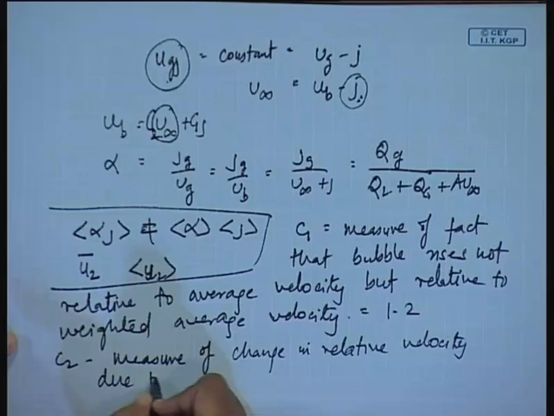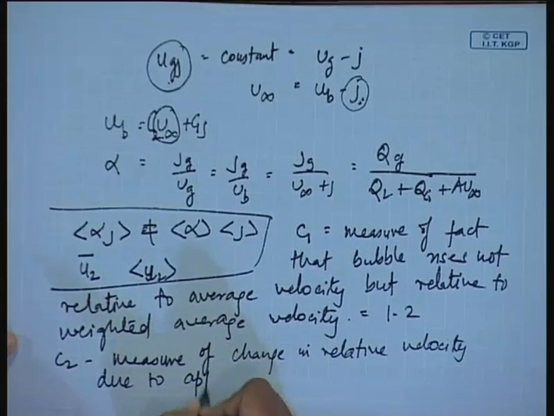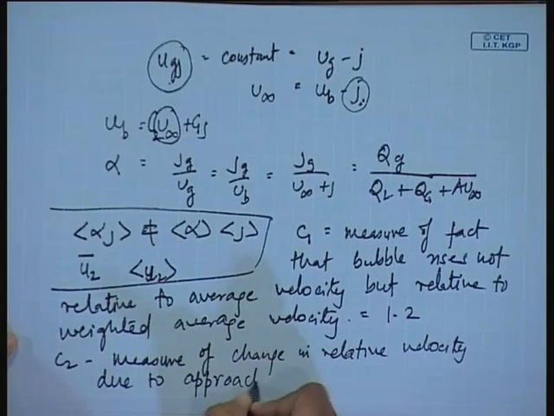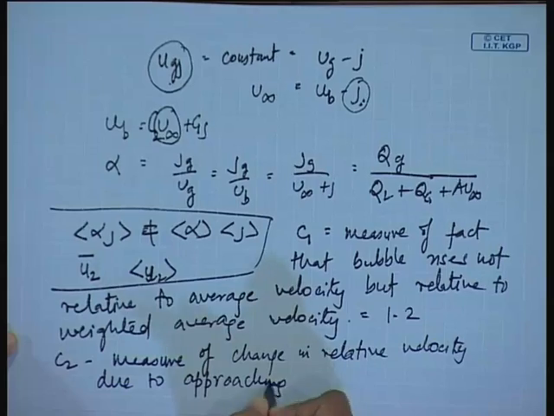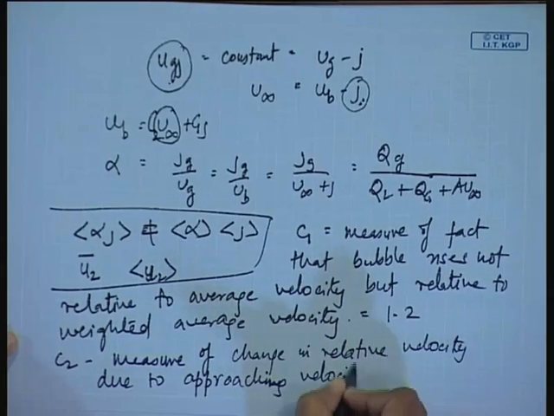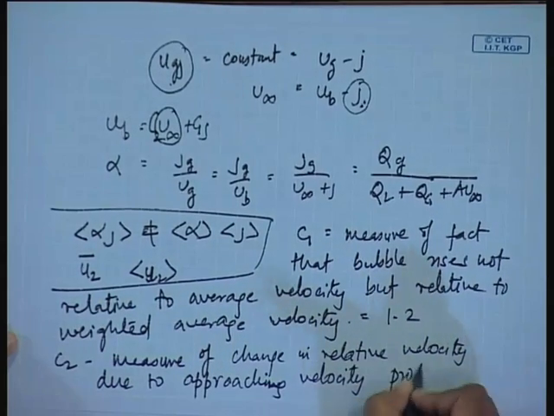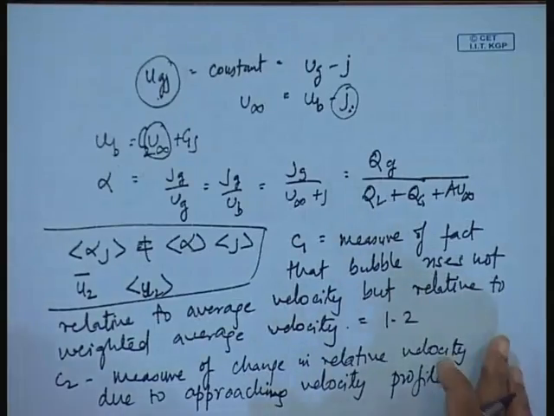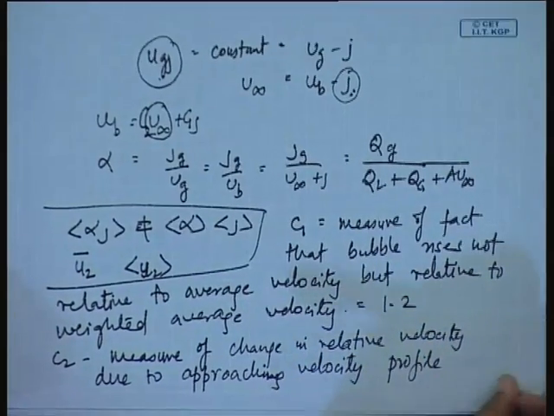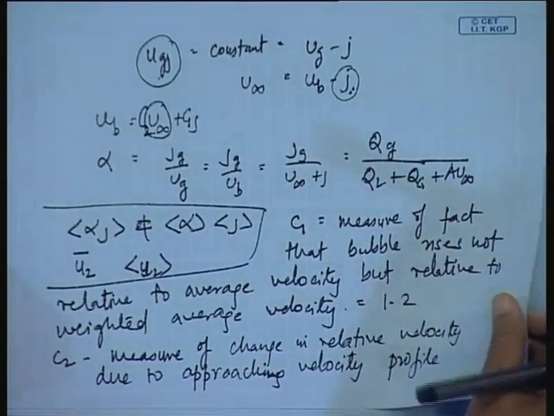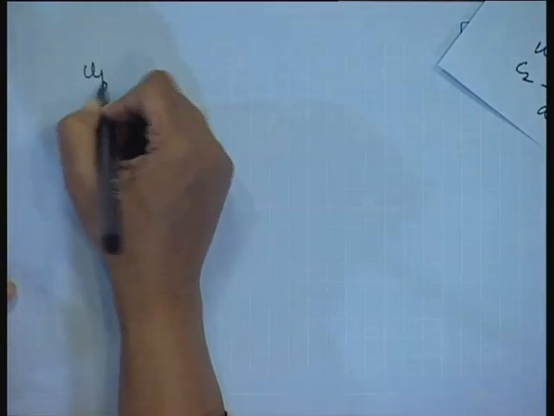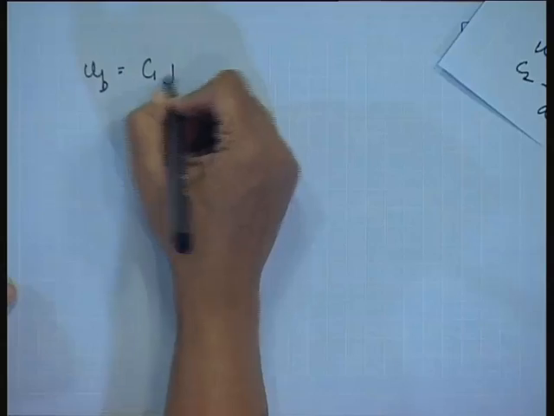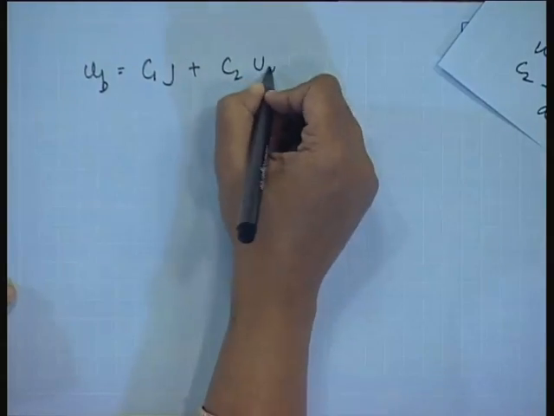due to approaching velocity profile. So finally, this UB becomes C1j plus C2 U infinity.